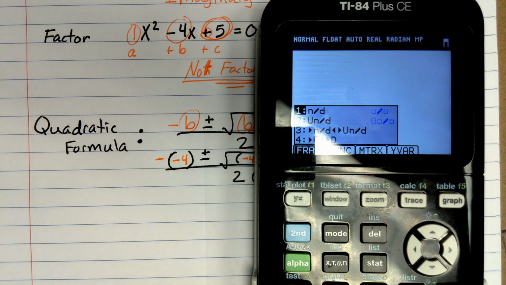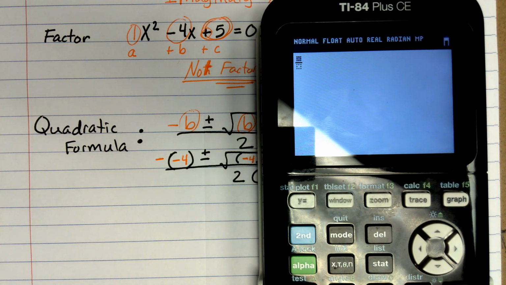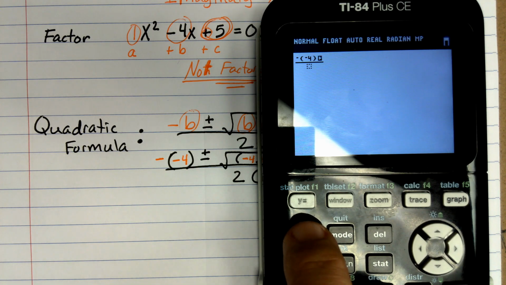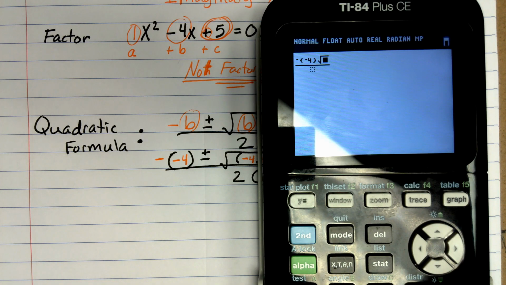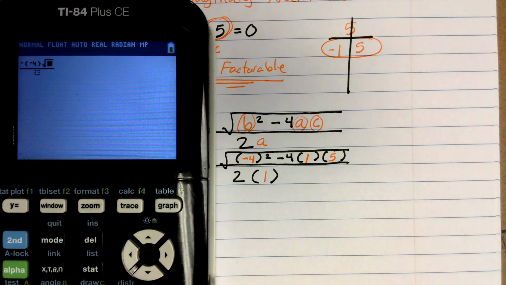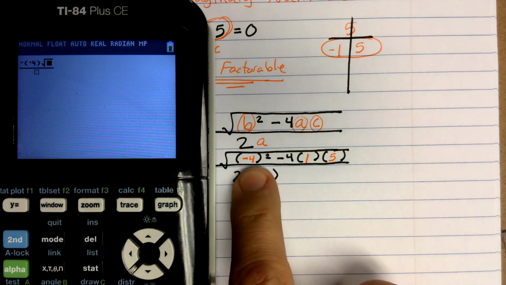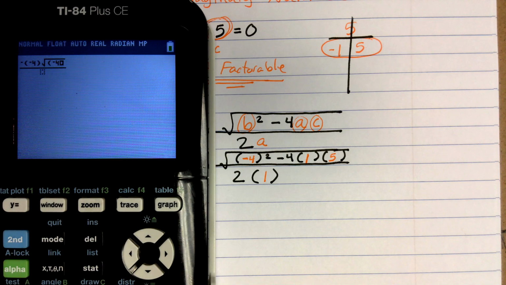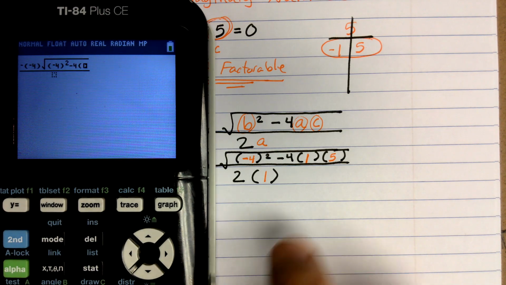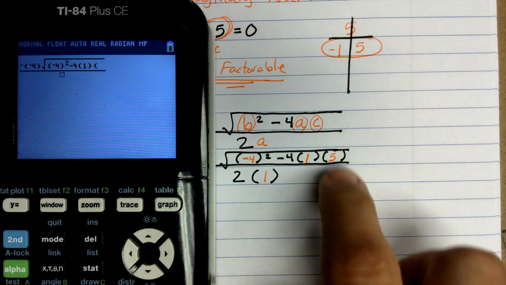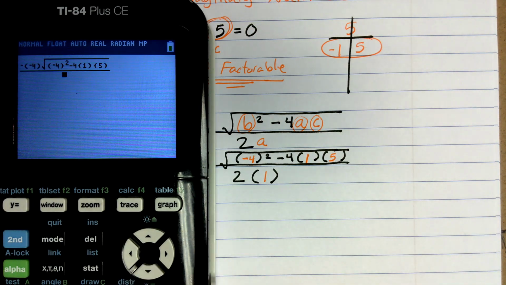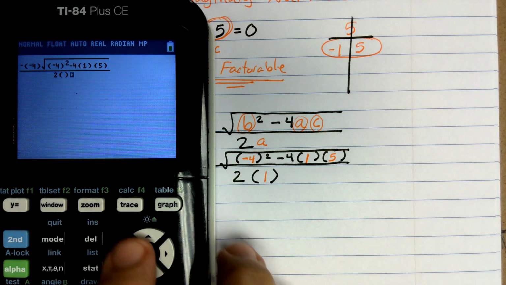I'm going to hit alpha y equals and enter to get my fraction bar, and I'm going to start putting in these symbols. So I have negative, parenthesis, -4, close parenthesis, hit second, x squared, and we're going to put in what's on the right side now. So we have parenthesis, -4, close parenthesis, squared, -4 times 1 times 5 over 2 times 1. Alright, I'm going to hit enter real quick.